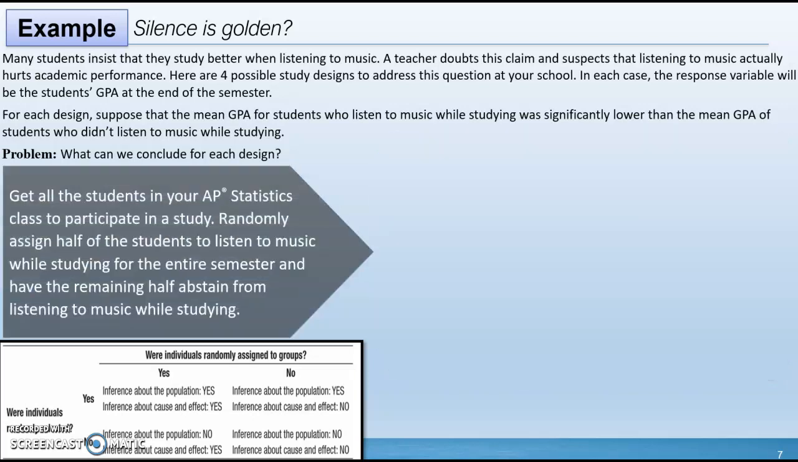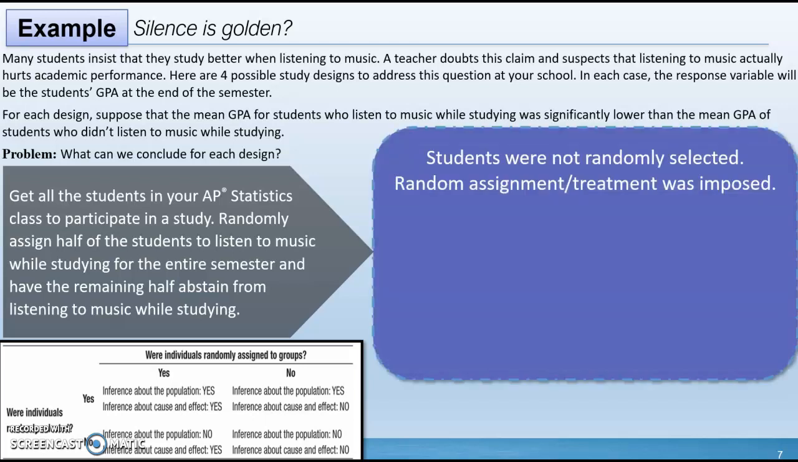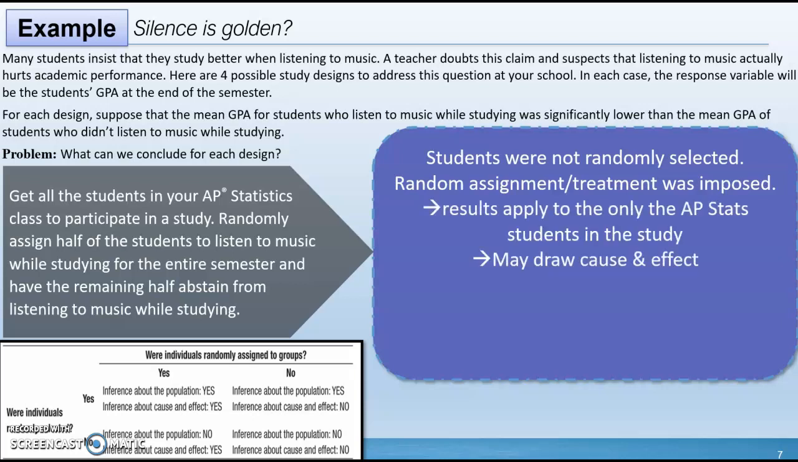Our next scenario: getting all the students in your AP Stats class to participate in a study. I randomly assign half the students to listen to music while studying for the entire semester and have the remaining half abstain from listening to music while studying. If you take a look at this one, it says students were not randomly selected. However, you did have a random assignment or your treatment was imposed, having them listen to music versus not. So our results for this one will apply only to our AP Stat students in the study, because that's what we pulled from, and you can draw cause and effect.